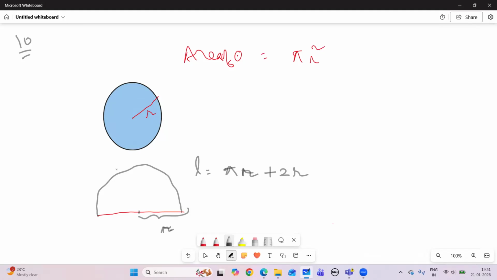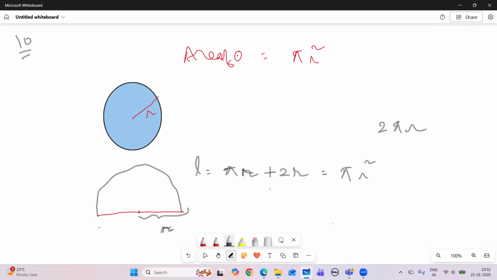For the full circle, the circumference is 2 pi r. For this curved portion, the length is half of 2 pi r, that is pi r, plus this is twice the radius. This is the diameter, that is 2r. This is the perimeter of this semicircular disk. So these two are equal by hypothesis. This is equal to pi r square.